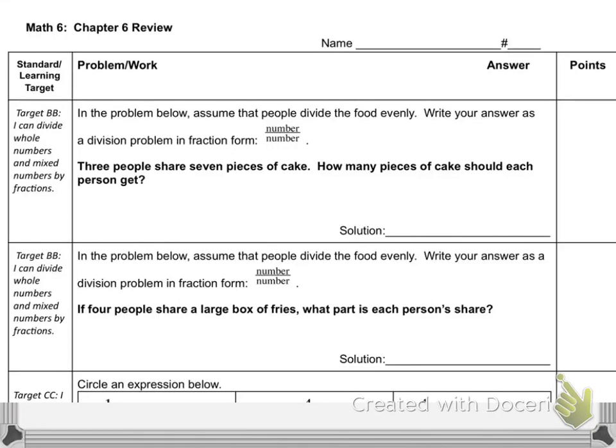Math 6, Chapter 6 Review Help video. I'll read over the problems and then help you set them up. You will have to solve the problems and then check it with the answer key when you have completed the entire review.